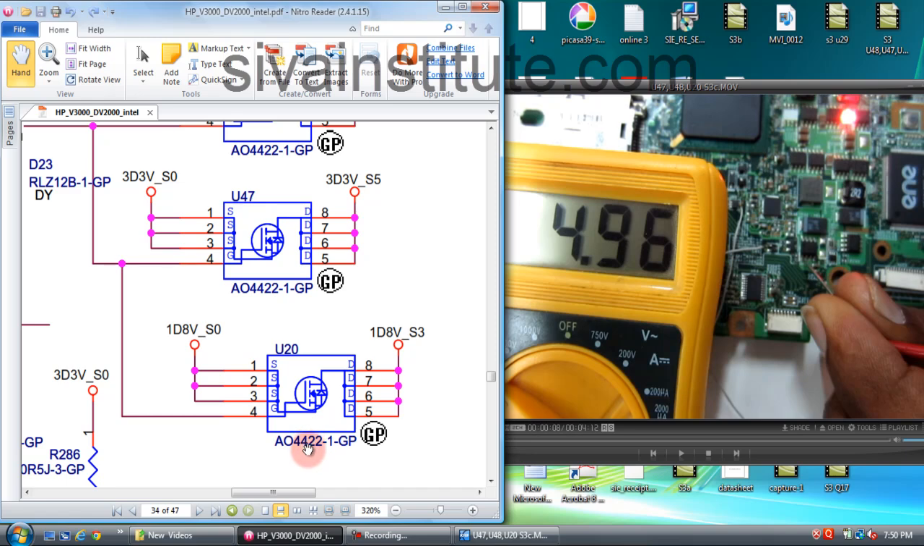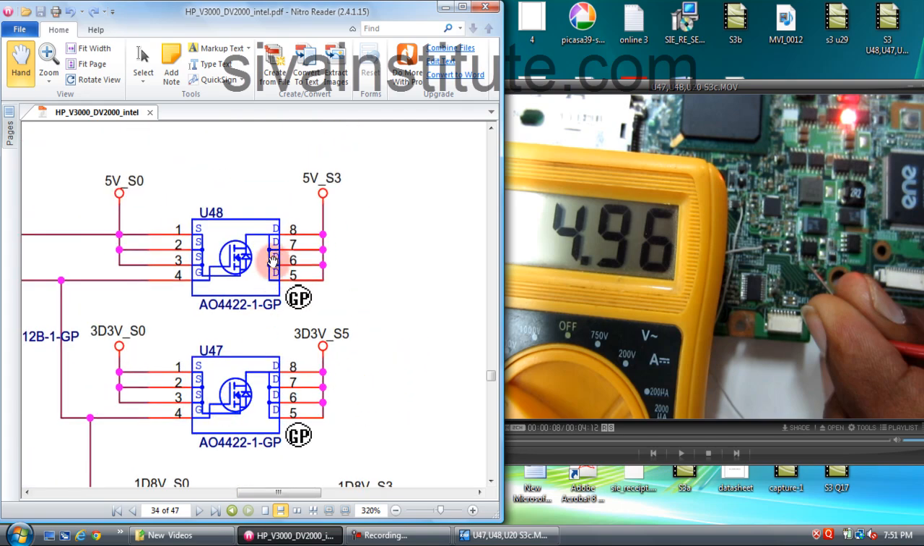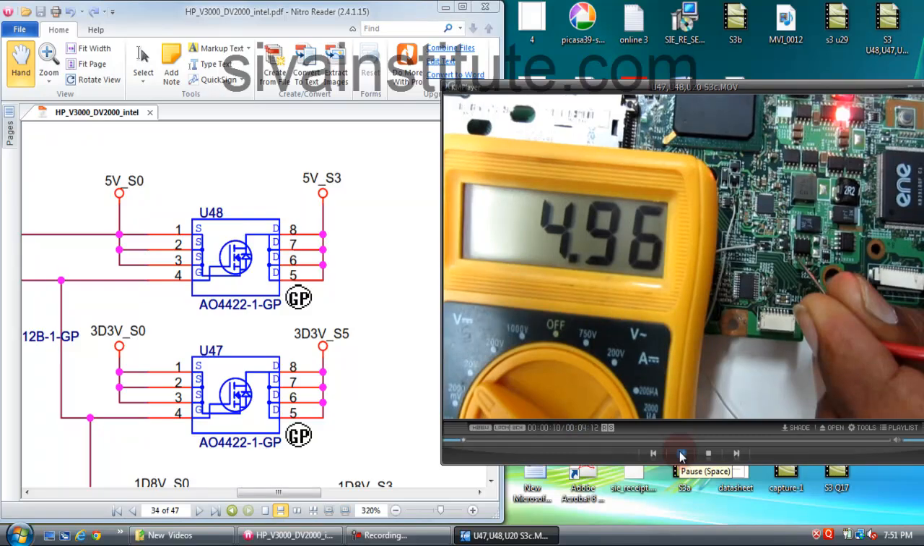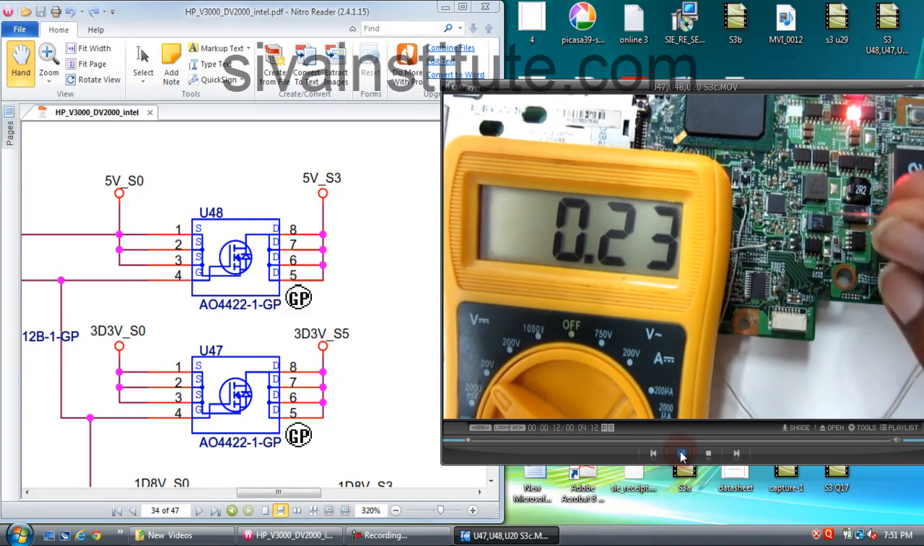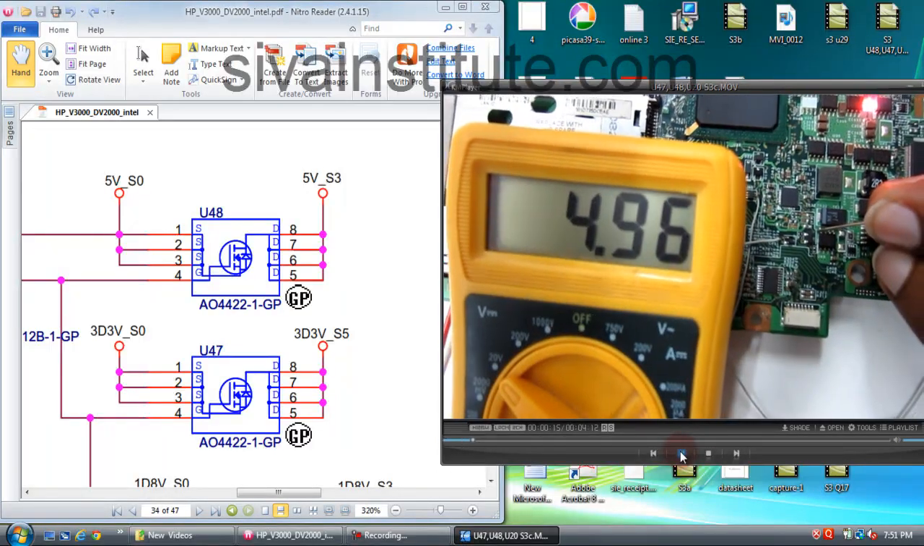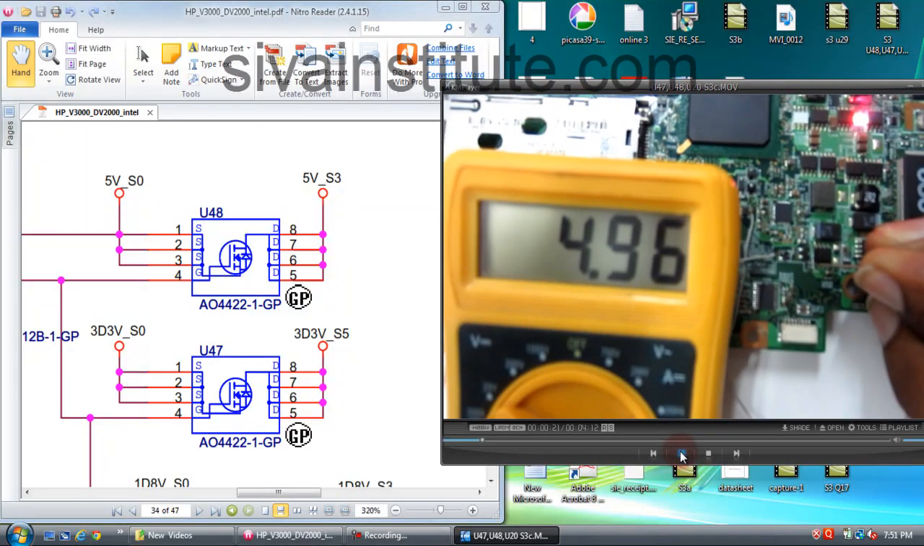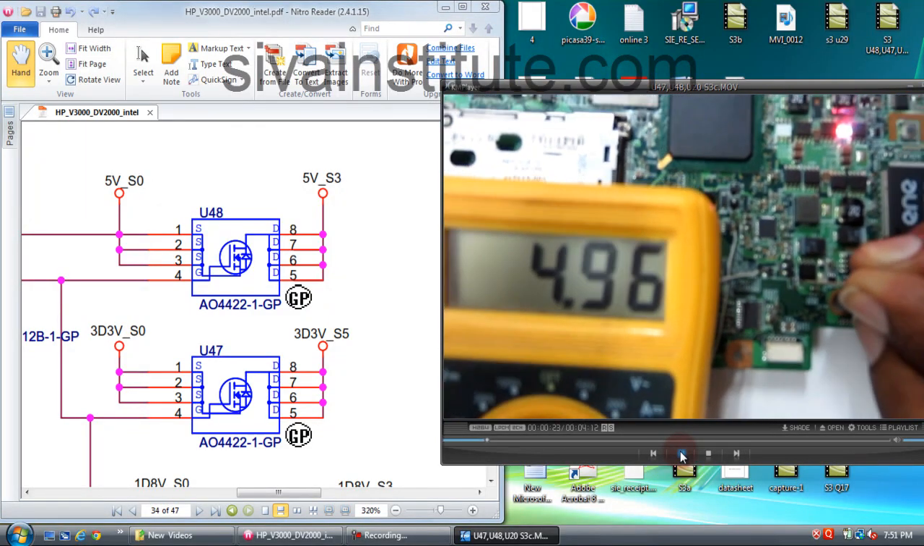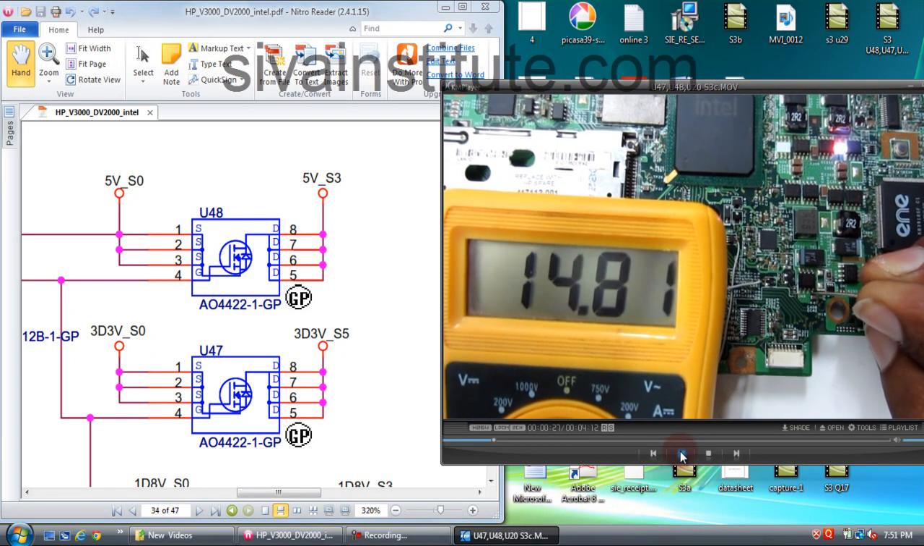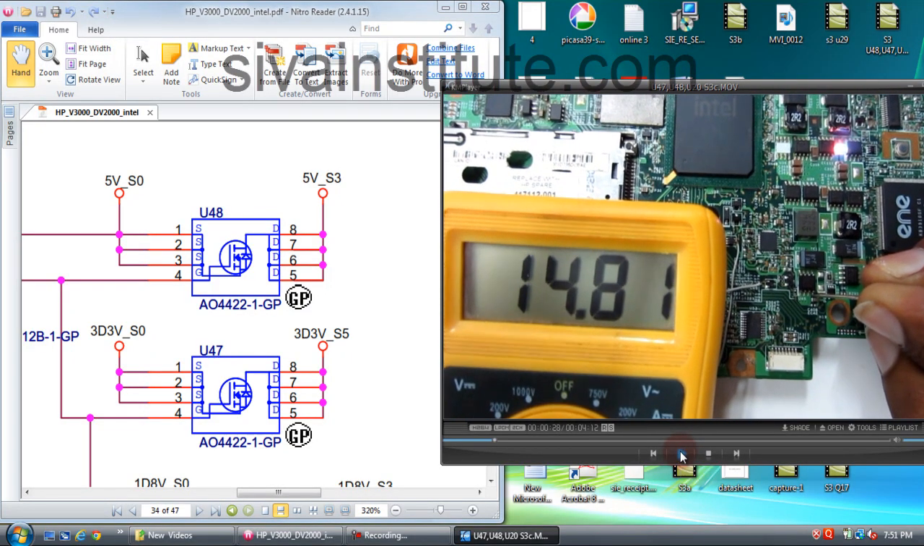So this N-channel transistor depends on the gate voltage. When we give 14 to 15 volts at the gate, this transistor will turn on. That means this voltage comes out from this place. We will see now U48. 4.9 volts is okay, 4.9 volts output and input is okay. Now we will see gate voltage. Pin number 4 gate voltage is nearly 15 volts.